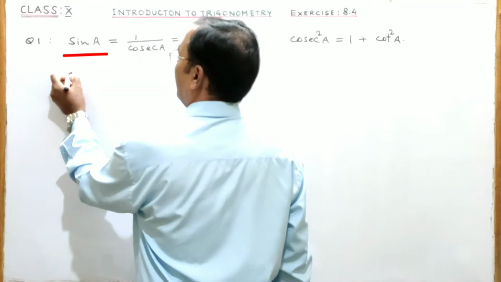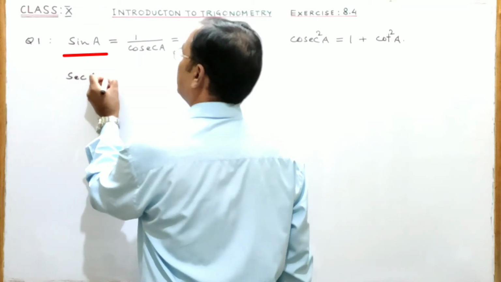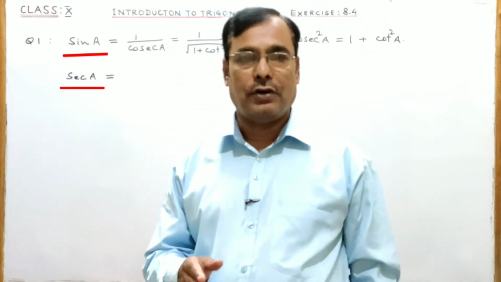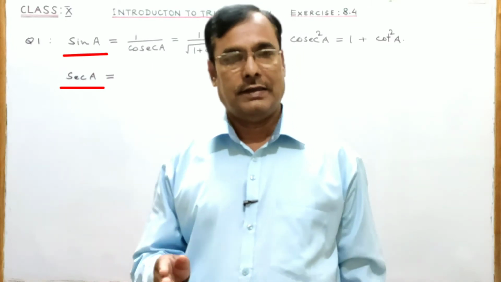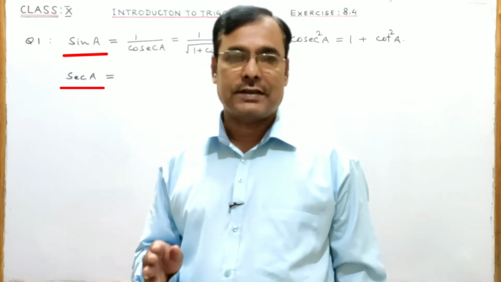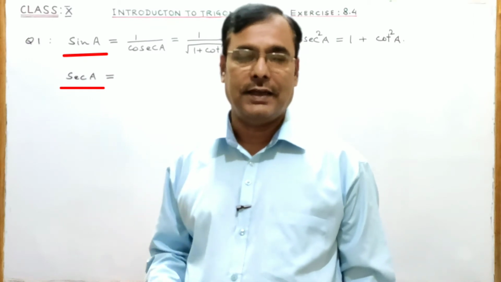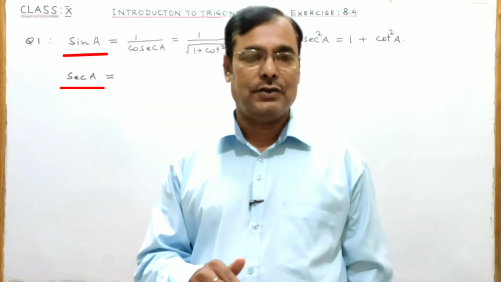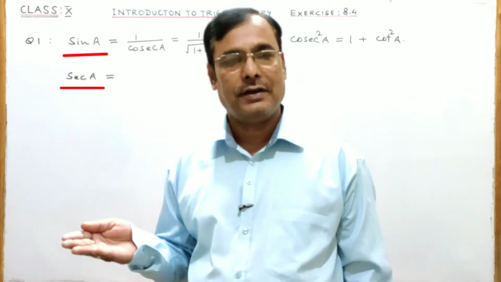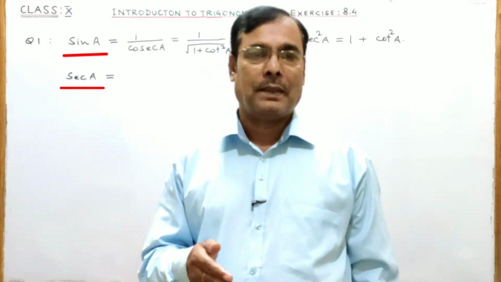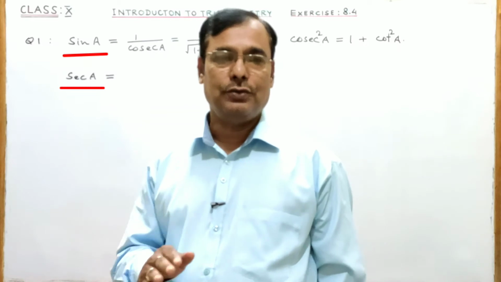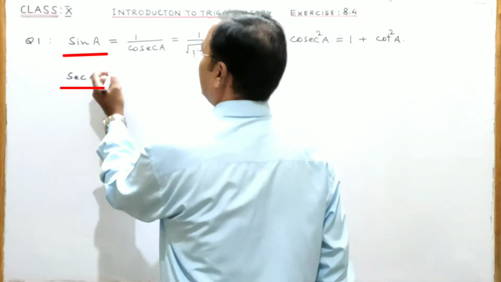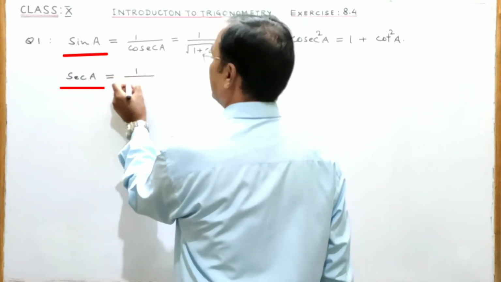Next, sec A we have to express in terms of cot A. Sec is reciprocal of cos A. Cos is related to sin A, sin A is related to cosec A, and cosec A is related to cot A. So this will be the sequence of converting sec A in terms of cot A, or you can say these will be the steps to express sec A in terms of cot A. So let's move. Sec A we can write 1 by cos A.